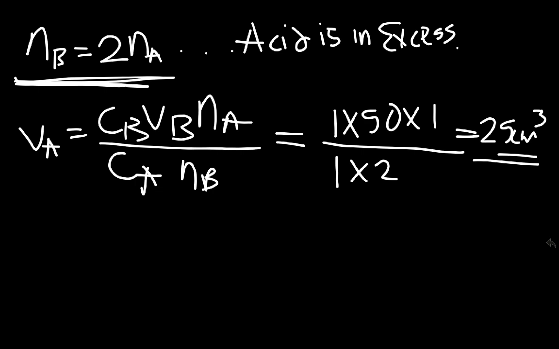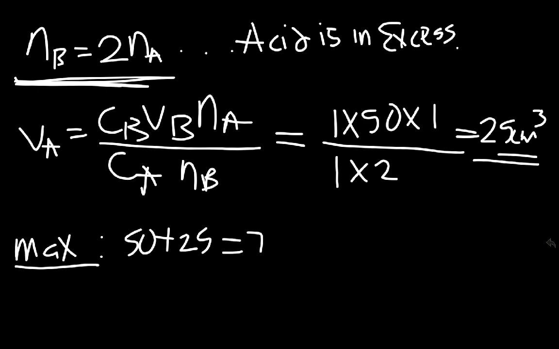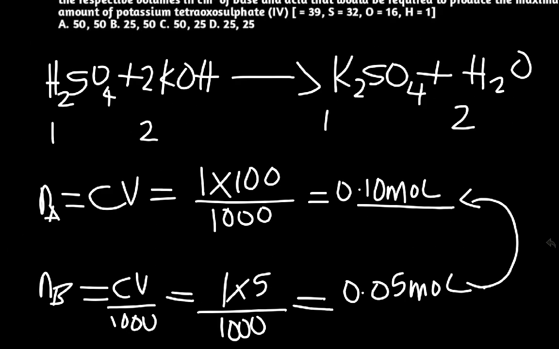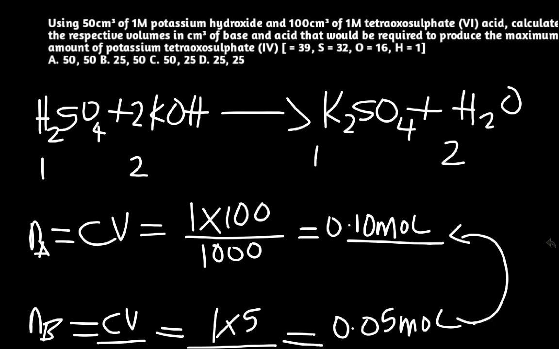Now you might be asked, what is the max yield? The max yield would be 50 centimeter cube plus 25 centimeter cube, which would give you 75 cm cube. But in this case, the volume of both our base and acid is 50 and 25. Now let's go back and check which of our options is actually right. Option C is the correct option, 50 and 25.